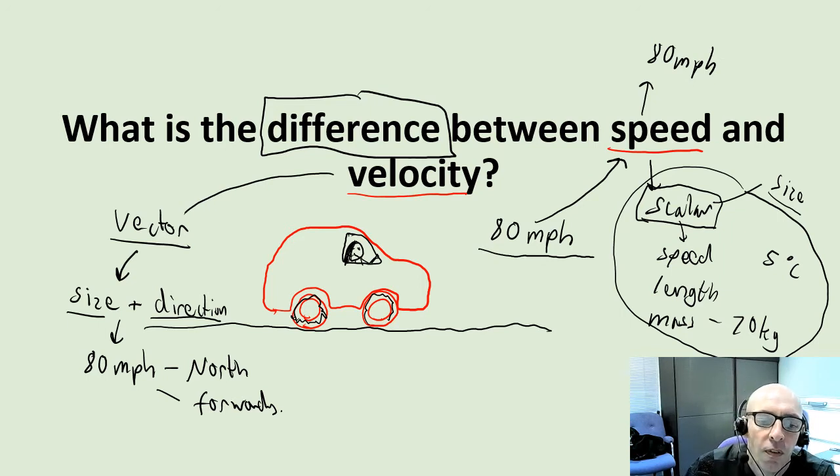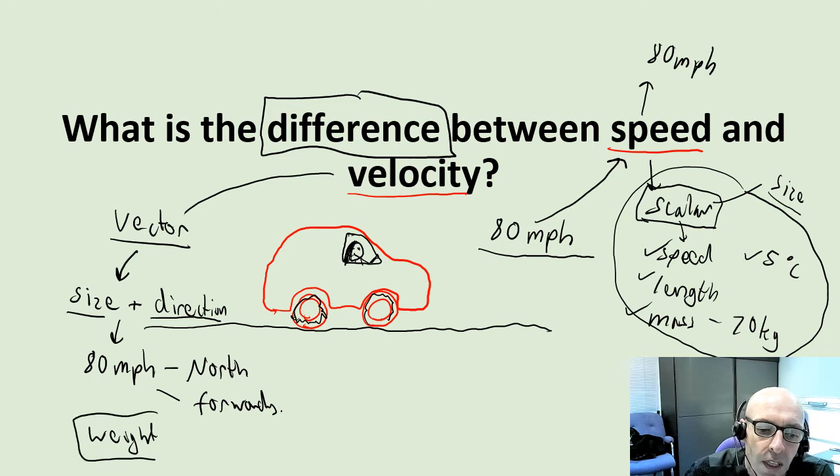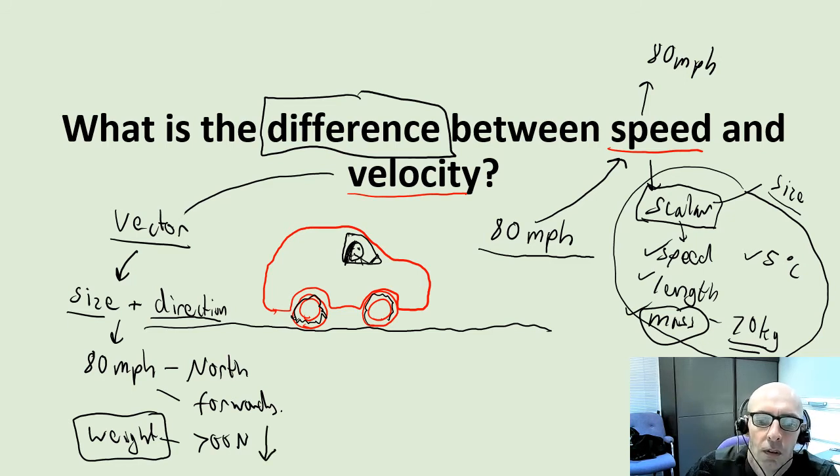If you want another example for vector, like I gave some examples over here for speed, length, mass, temperature, another example for vector would be weight. Your weight is not your mass, and we'll come on to that later in another lesson. Your mass is how many kilograms you are, but your weight depends upon where you are. So weight always acts downwards because of gravity. So weight has a direction. If I tell you my weight is 700 newtons, that means you know that it's 700 newtons pushing down on the earth, or down on whatever I'm standing on. If I'm not on the earth, for example, I might be on the moon.